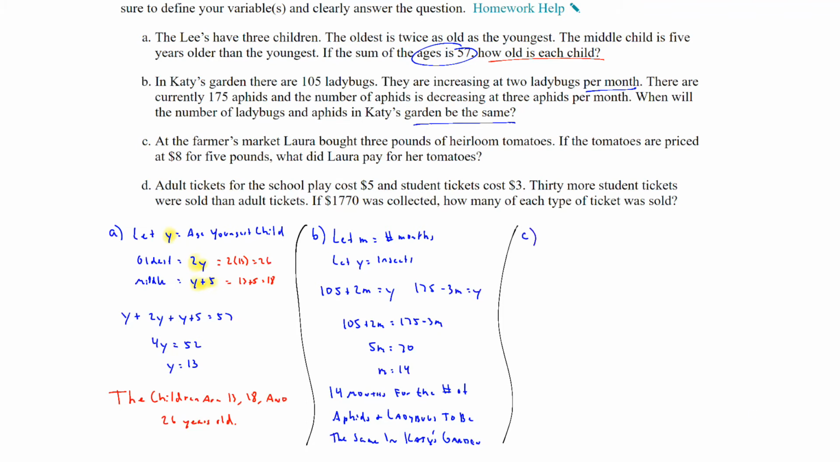On to C. At the farmer's market, Laura bought 3 pounds of heirloom tomatoes. If the tomatoes are priced at $8 for 5 pounds, what did Laura pay for her tomatoes? So this one, she had bought 3 pounds of tomatoes, and they tell you what the price is. So we know how many pounds she bought. We know what the price is per pound. What did she pay for her tomatoes? So we're just going to say that we want let x equal the amount paid.